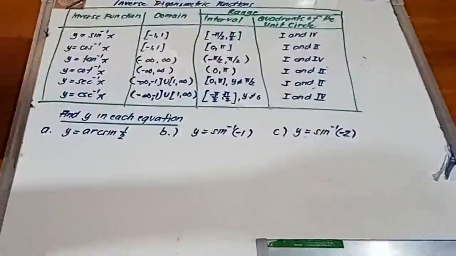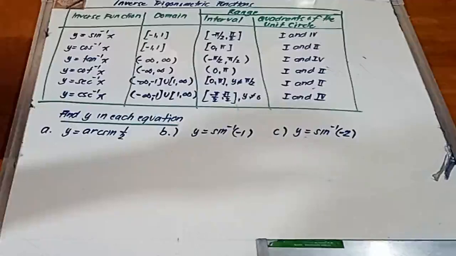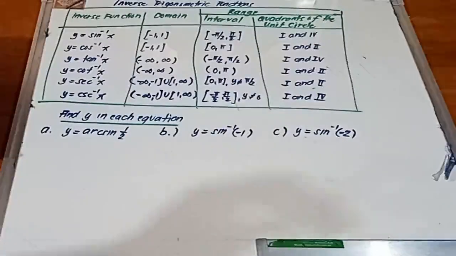Okay, good day. In this video, I'm just going to give you the summary of our discussion about inverse trigonometric functions. As you can see from the given table, ito yung ating 6 trigonometric functions with their domains and ranges, yung ranges in interval at saka in quadrants of the unit circle.